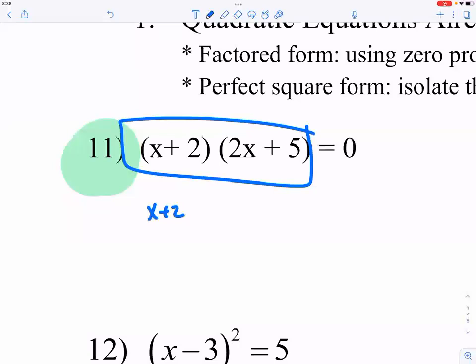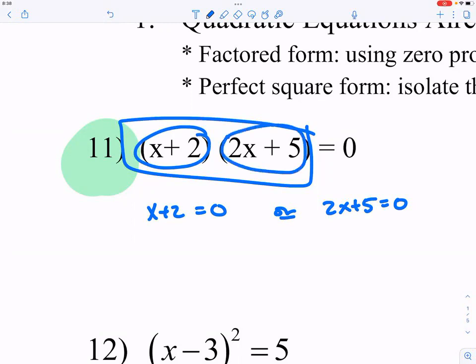So what can we do to make it true? Well, if you have two parentheses, and one of these two parentheses is equal to 0, then it will be true. Then just go ahead and set each one equal to 0. So we have x equals -2, because if x is equal to -2, then -2 plus 2 is 0, and 0 times anything gives you 0.